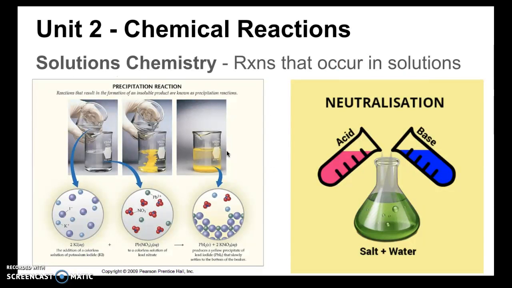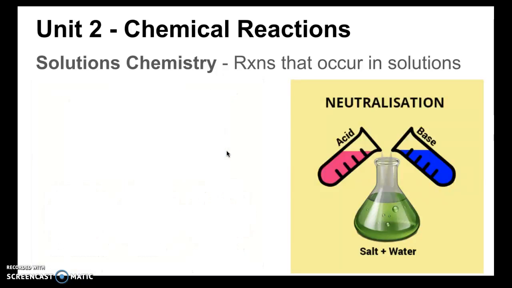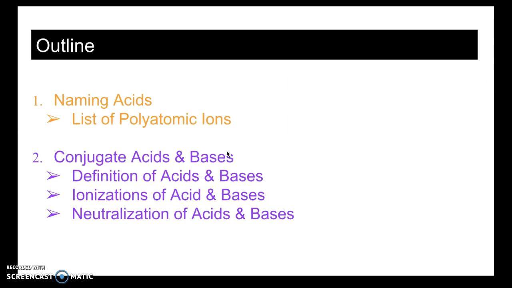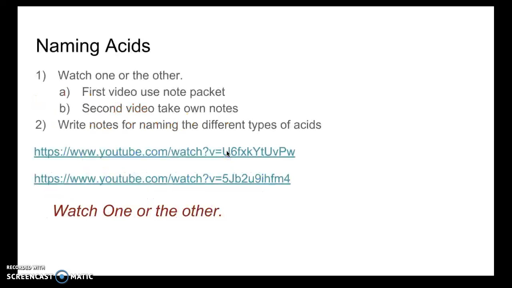So in this unit, we've been looking at solutions chemistry, and we're going to focus on solutions fundamental knowledge related to acids and bases. So the outline for the entire unit 2.3 is first we're going to talk about naming acids, and we're going to do that in part 1. Then we're going to go into conjugate acids and bases, and we're going to do that in part 2 and 3.